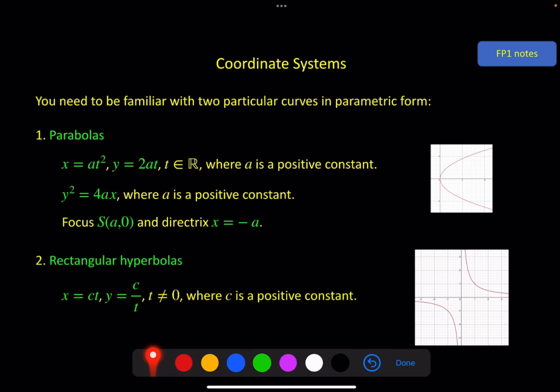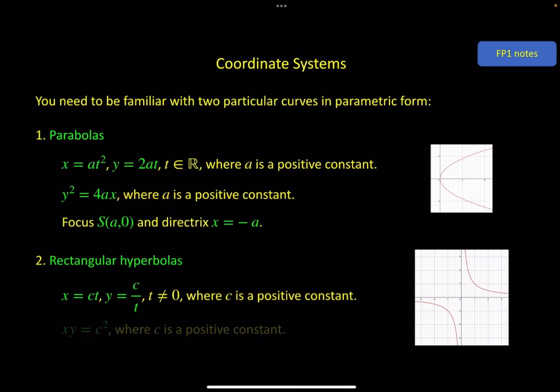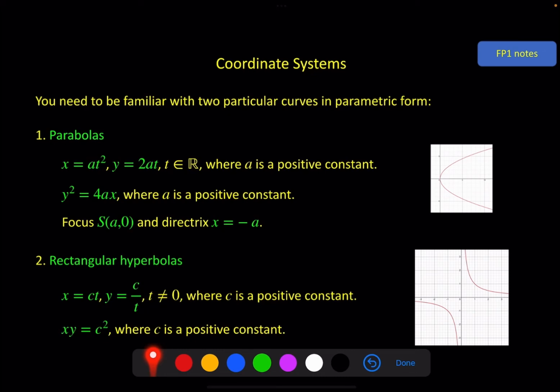x is equal to ct, y is c over t, where t is not equal to 0 because of this, and c is a positive constant, just like the a up here. And we saw that it gave us this graph here, and if you divide by x, that's why it's a 1 over x curve. Now you might immediately ask, well, what about a focus and a directrix? There seems to be some similarities here, what about this bit? And that would be a very sensible question.